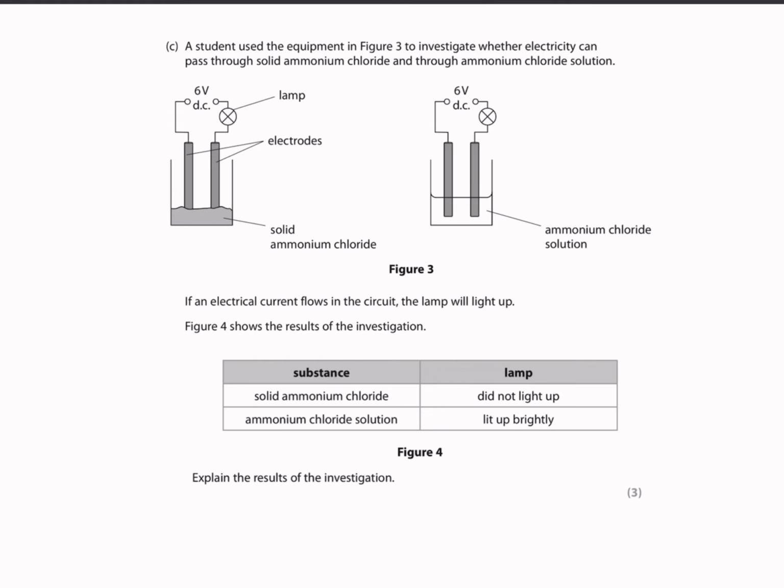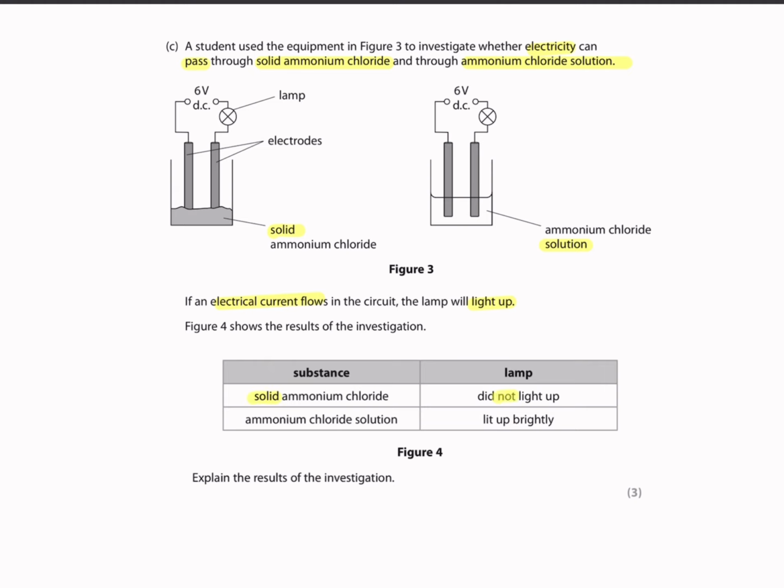So this question wants to investigate whether electricity can pass through solid ammonium chloride and through ammonium chloride solution. And then it shows you figure 3 and how they would set that up as an experiment. So we've got solid ammonium chloride and ammonium chloride solution. Straight away, that's ringing some alarm bells for me and what I'm going to be talking about. If an electrical current flows through the circuit, the lamp will light up, and then it wants us to explain the results of the investigation.